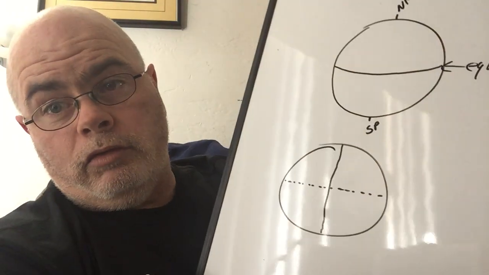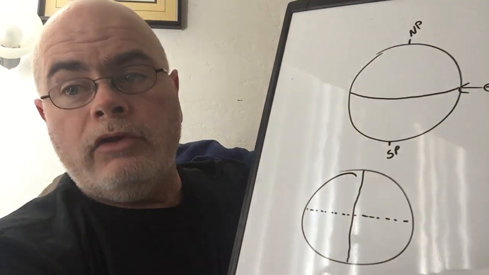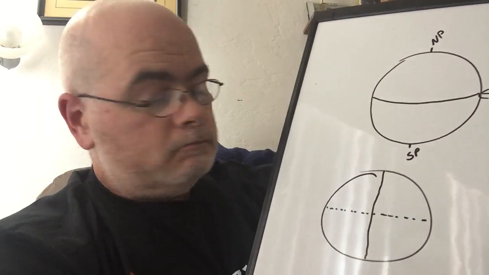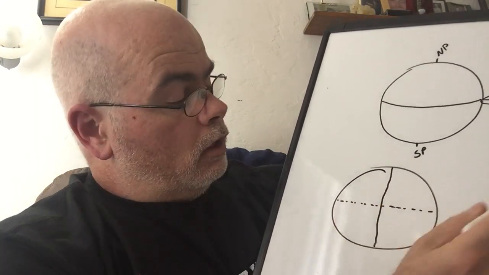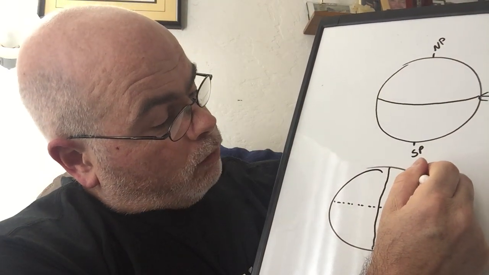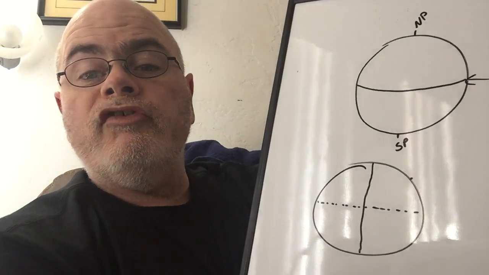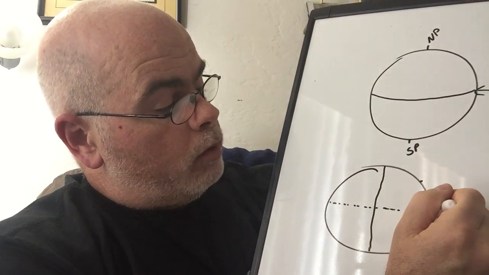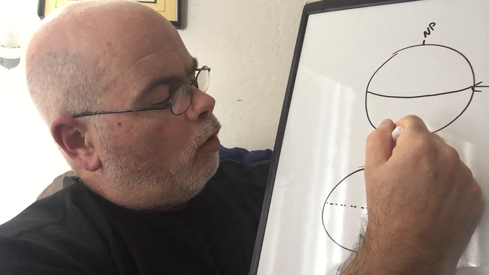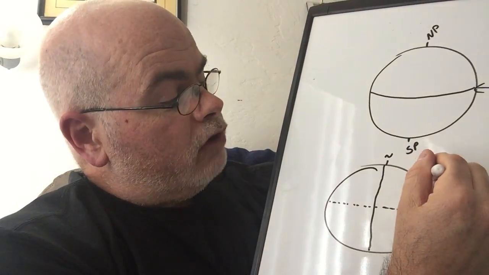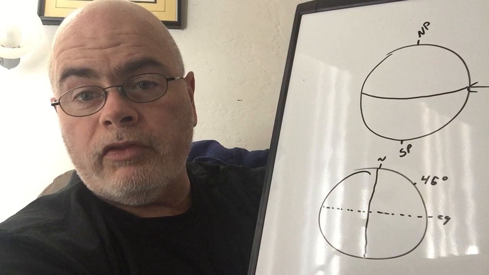So let's do a cutout of the Earth. And I'm going to draw the equator as a dashed line and the line between the poles as a solid line. Okay? For latitude, latitude is the angular measurement above the equator, referencing the center of the Earth. So if you were at a point about right here, which is about halfway between the equator and the North Pole, you would actually be at approximately 45 degrees north latitude.